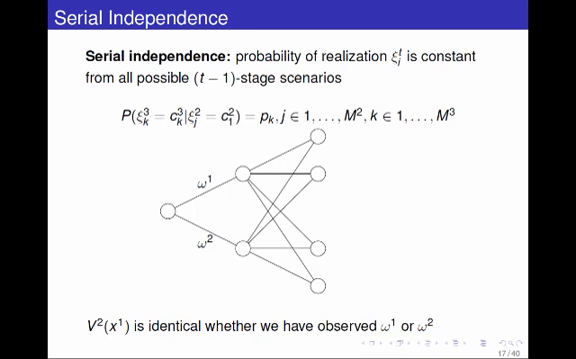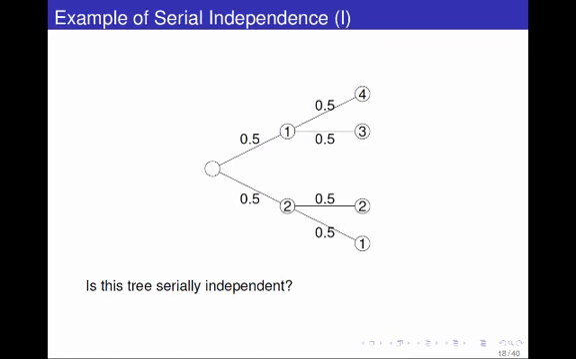The distribution of demand in period 3 really depends on where you are in period 2. Whereas serial independence says, no, the distribution of the random variable in period 3 doesn't depend on anything else. It's fixed. Okay, so that's serial independence. I also have some examples to play with so we can get a feeling for it.